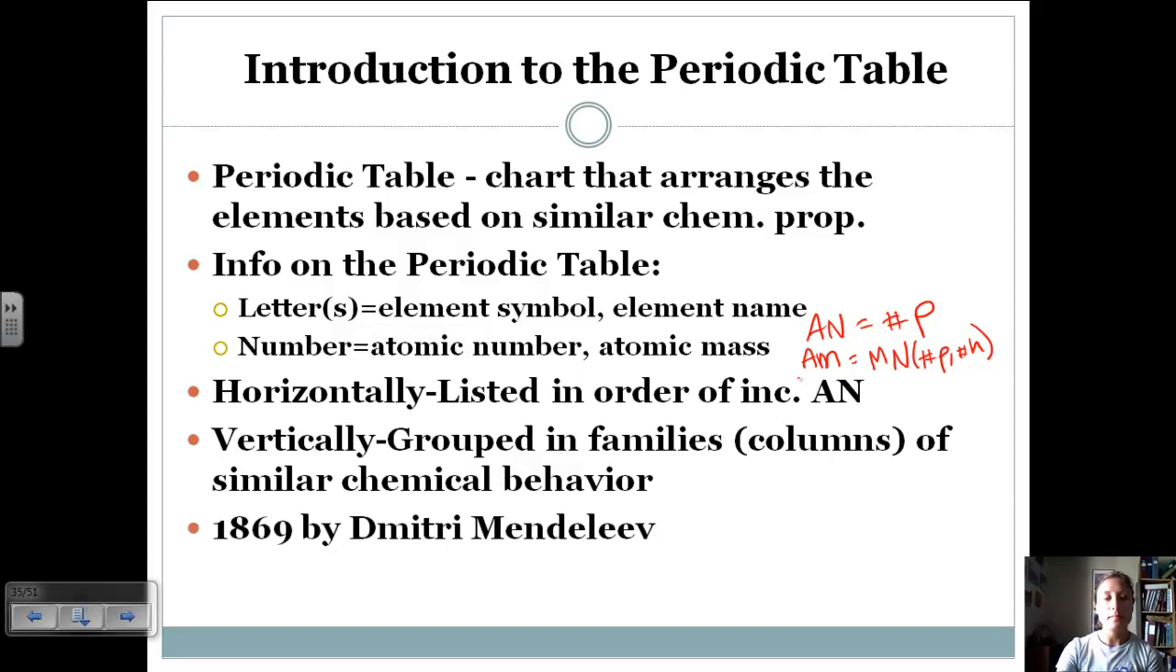And Dmitri Mendeleev is who's credited with the periodic table, and he came up with his version in 1869. And the interesting part is that as elements were discovered, he put them into his periodic table, and he also left spaces. And when other elements were discovered, they fit right into the spaces that he had left because he organized these elements based on similar chemical properties. So it's pretty interesting that in 1869 he could come up with something that even works for us now.